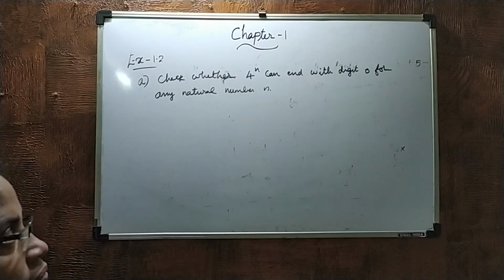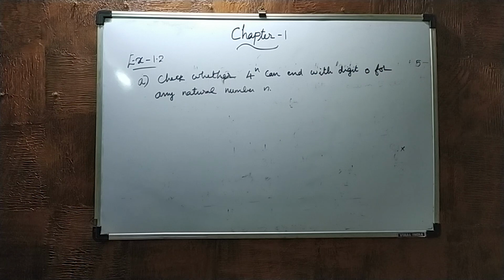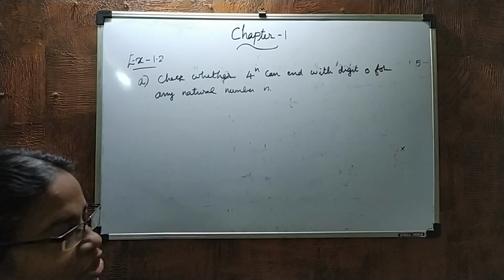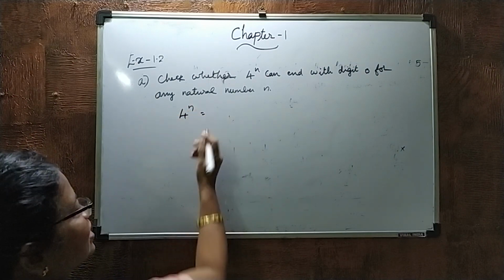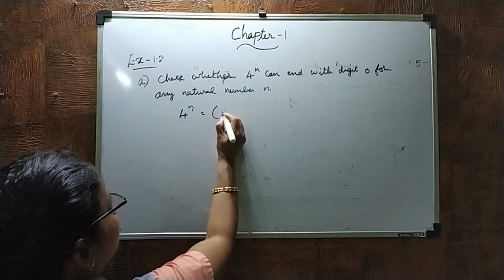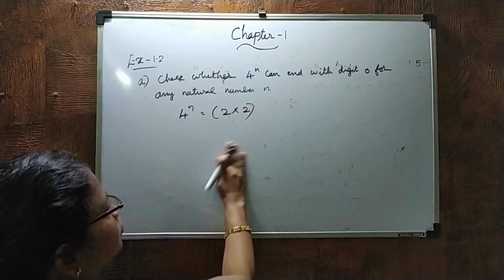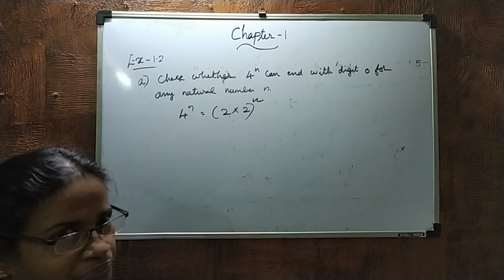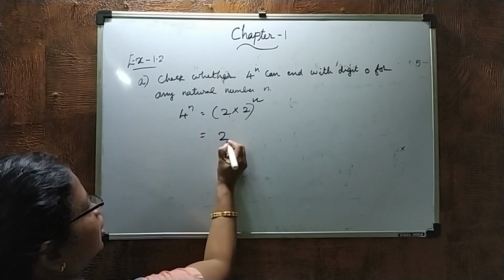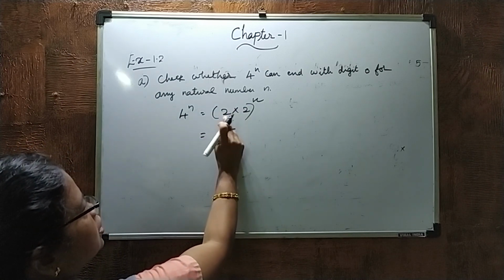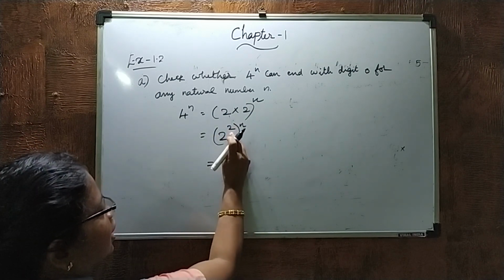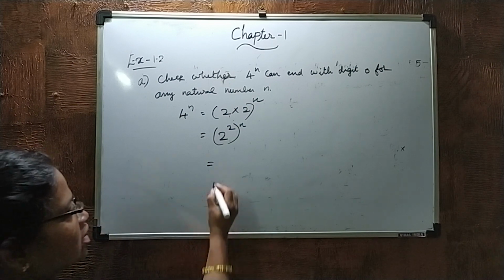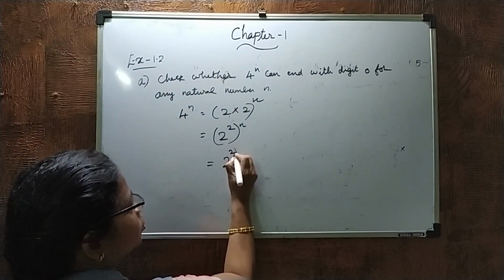This is the next question. 4 raised to n, where n is a natural number. No need to write the examples and all. You understood everything, right? So 4 raised to n can be written by splitting 4 as 2 into 2, then all raised to n. This can be written as 2 raised to 2, all raised to n. Again, this can be written as a raised to m, all raised to n, is a raised to m into n. So 2 raised to 2n.